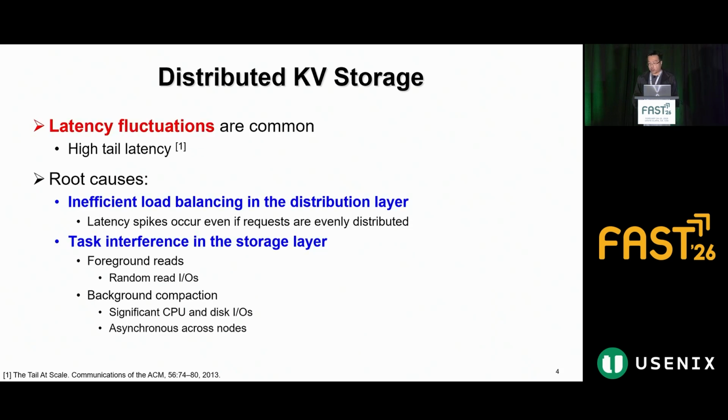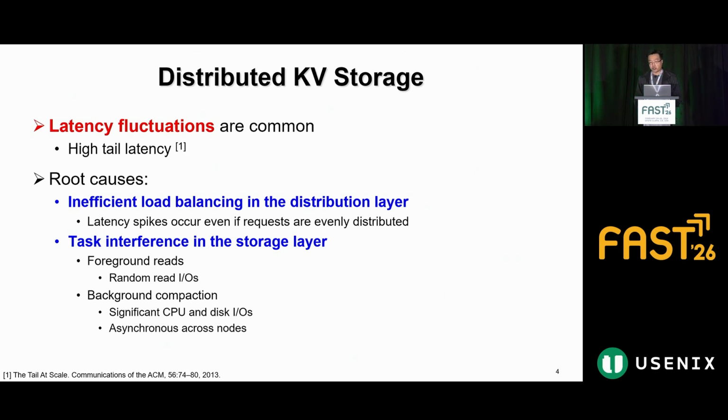However, we have a lot of load balancing strategies for distributed key value stores, but we see that latency fluctuations are still very common. And this will introduce high tail latency, where the high percentile latency is much bigger than the median latency. And so we argue that there are 2 main root causes. The first one is that the load balancing strategies used in the distribution layer are not very efficient. And even though we distribute the requests evenly across all the nodes, latency spikes could still occur. And if we look into this in more detail, it's because there is task interference in the storage layers.